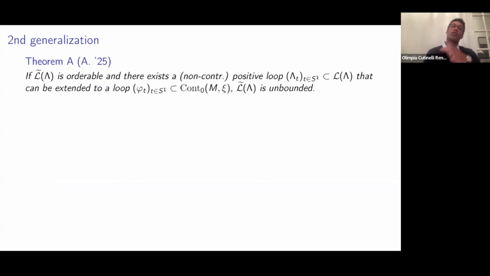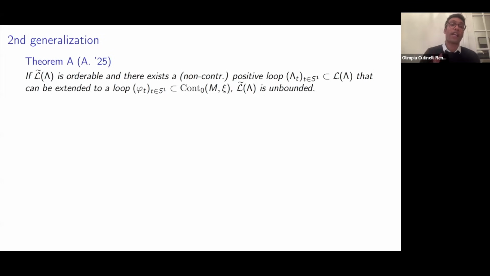Okay, and so recently I have a second generalization of the theorem, which I just present with Simon Allais, which is the following. Now, again, we suppose that L tilde is orderable and there exists a positive loop of Legendrians. So by assumption, this positive loop is not contractible. And assume, moreover, that this loop can be extended to a loop of contactomorphisms. Then L tilde is unbounded.